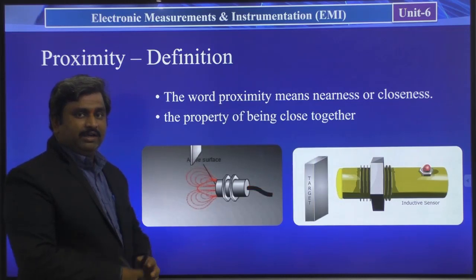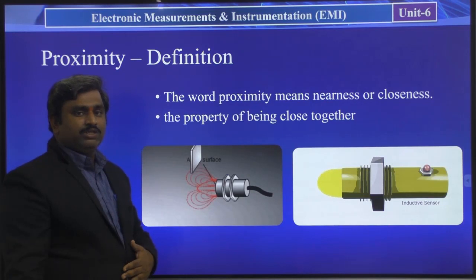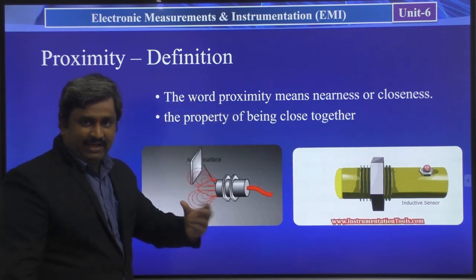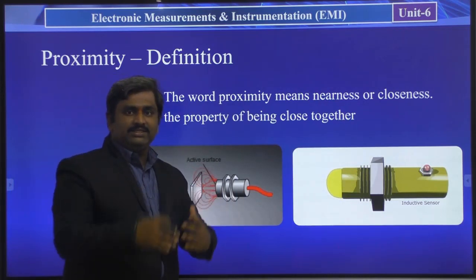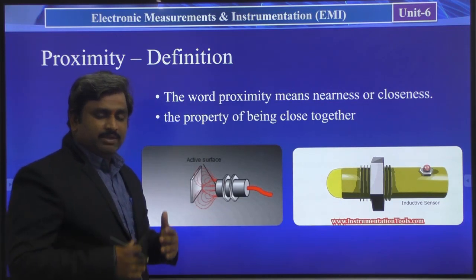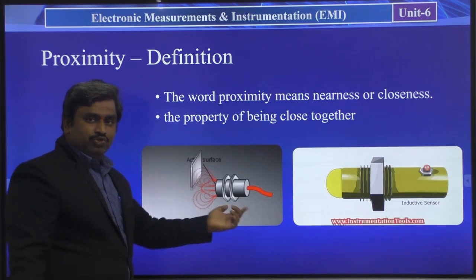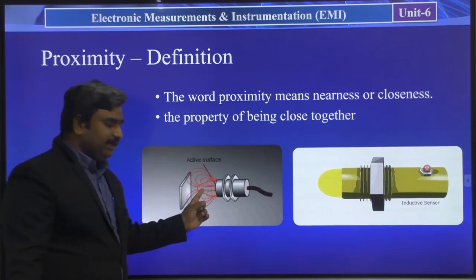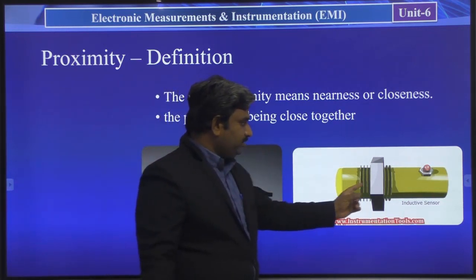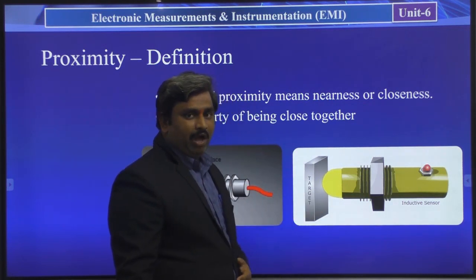See here, we have two pictures. By using these two pictures, we can see the concept of proximity. The word proximity means nearness or closeness, the property of being close together. That means some of the properties are going to be close together. In these two pictures, the red lines are emitted signals from this proximity sensor. Here we also have an inductive type sensor, and from this inductive type sensor, yellow light is coming out.